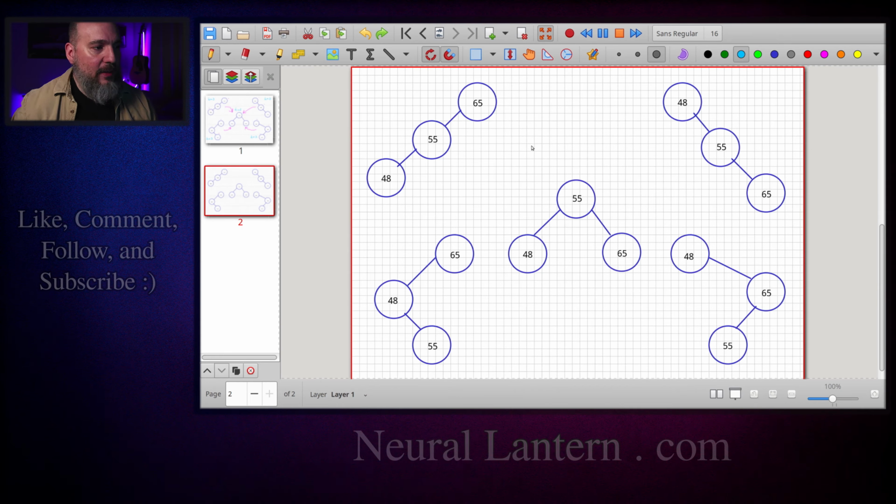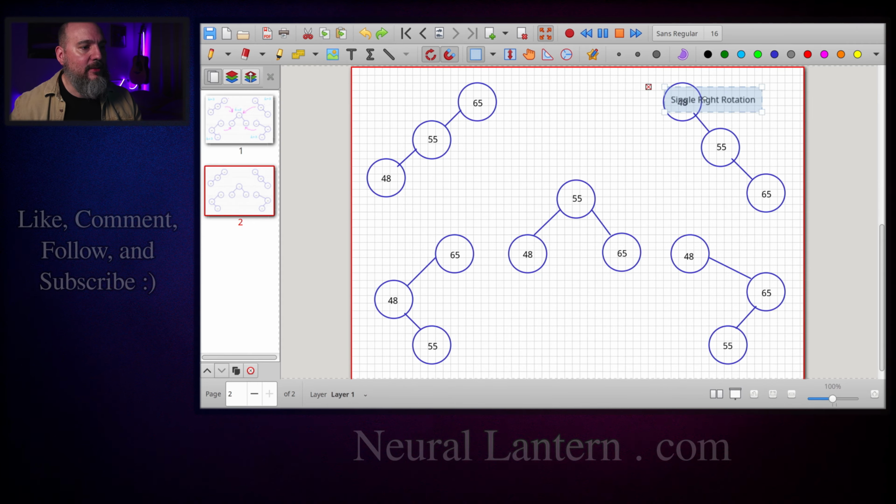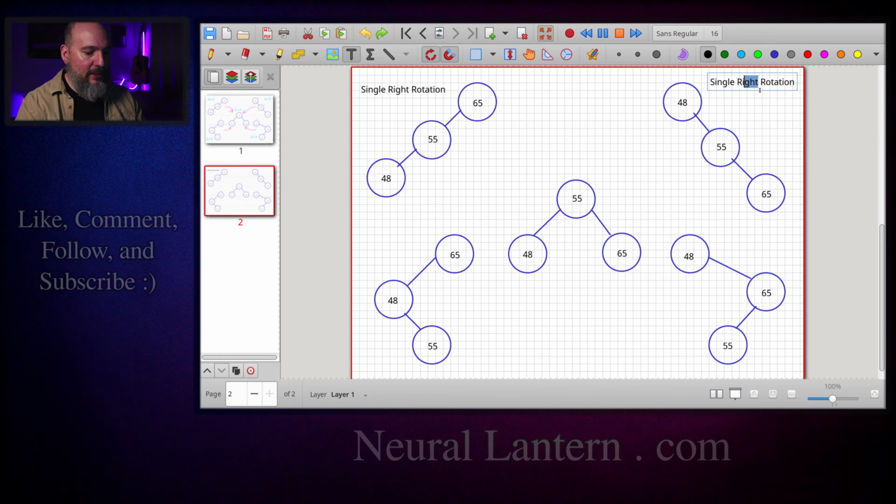So anyway, I'm going to label these trees now. I'm going to say that the one on the top left is a single right rotation. And the tree on the top right, you can probably imagine, is a single left rotation. Let me just duplicate this real fast so I can edit the text. This is going to be a single left rotation.